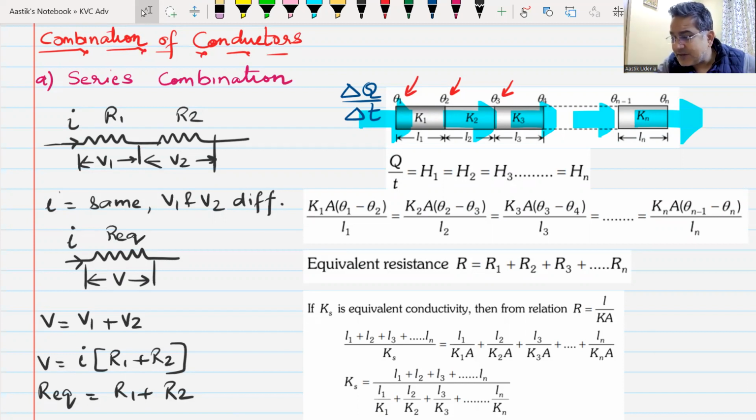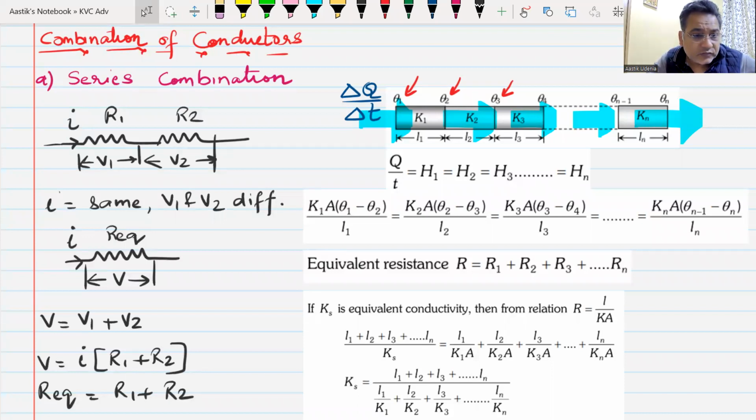This is the series combination. Heat current is the same. The potential difference across each rod is different. 2 minutes, note it down. This was the series combination of resistors. You can also note these points.